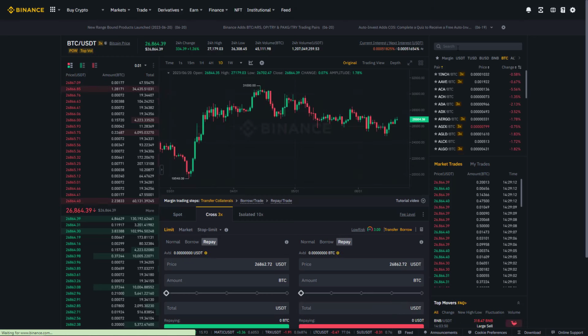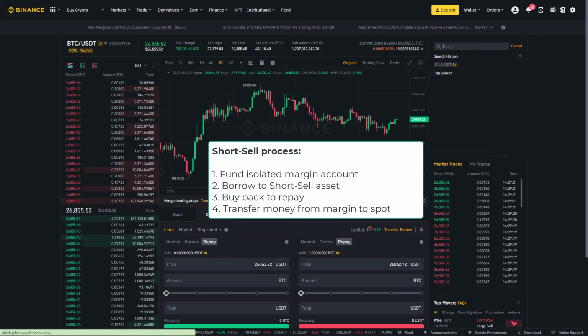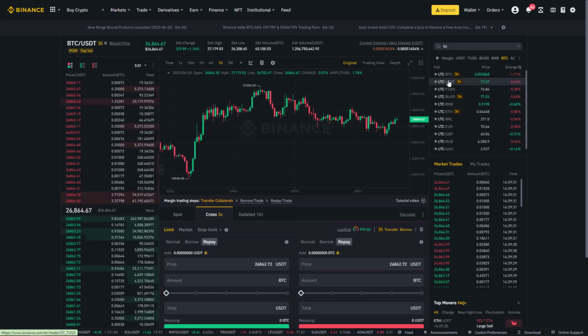Short selling means that I will basically borrow an asset and sell it and then come back later and buy it back, hopefully at a lower price. So there were two assets that we looked at. One was Litecoin, and I'm going to trade Litecoin against Tether.